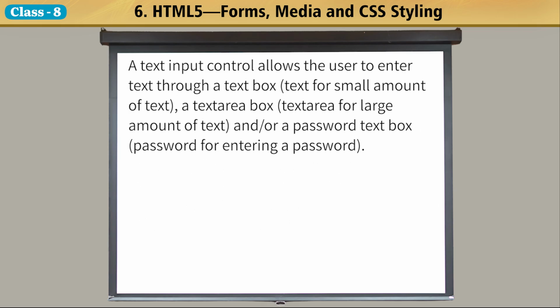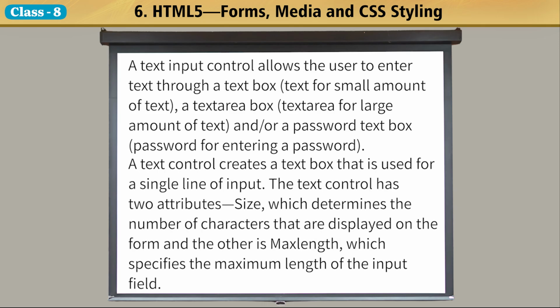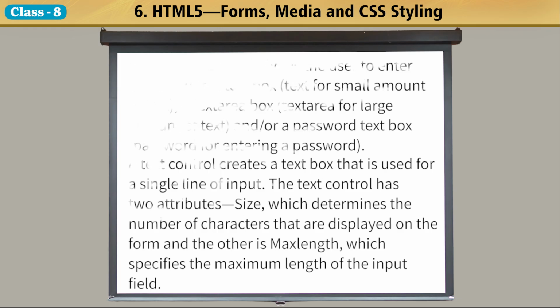A text input control allows the user to enter text through a text box, text for small amount of text, a text area box, text area for large amount of text, and or a password text box, password for entering a password. A text control creates a text box that is used for a single line of input. The text control has two attributes, size, which determines the number of characters that are displayed on the form, and the other is max length, which specifies the maximum length of the input field.